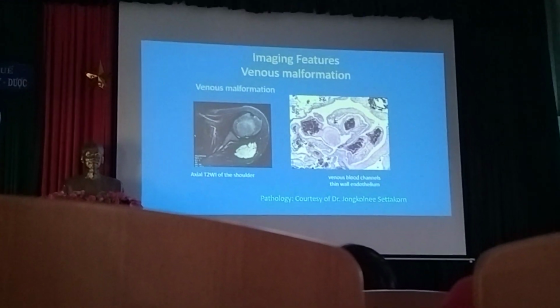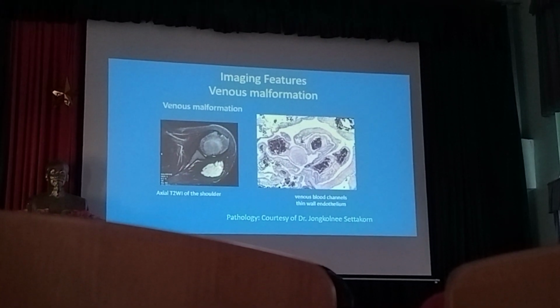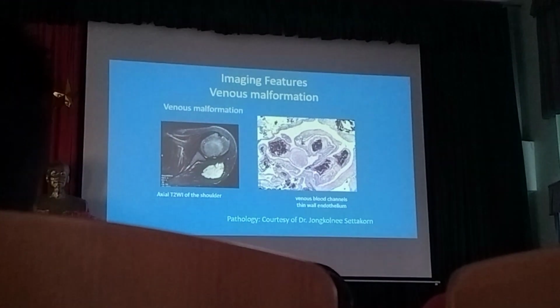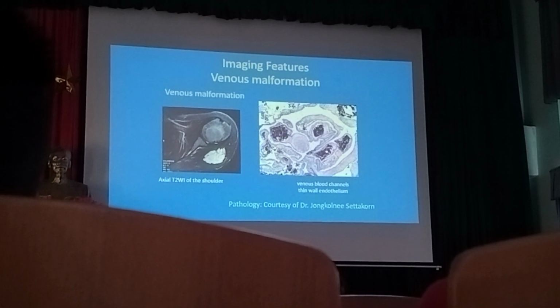Vì không phải các cái tổn thương trong liên quan mạch máu là dị dạng tĩnh mạch. Thì dị dạng tĩnh mạch bản chất nó là các cái hồ, các cái kênh mạch máu và có các cái biểu các cái lớp nội mô là thành là mỏng mỏng như này.